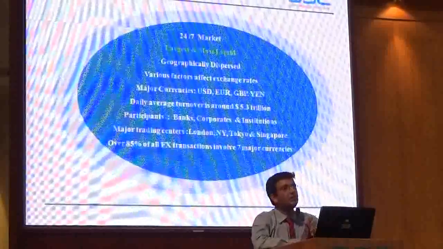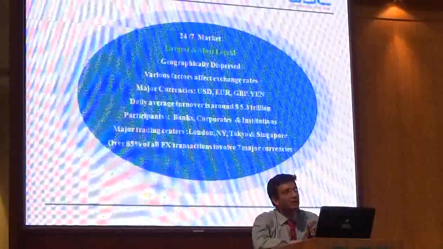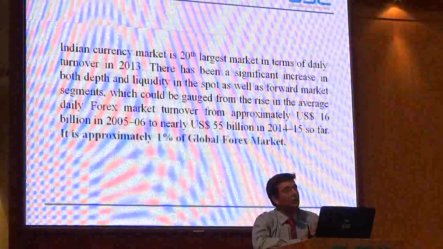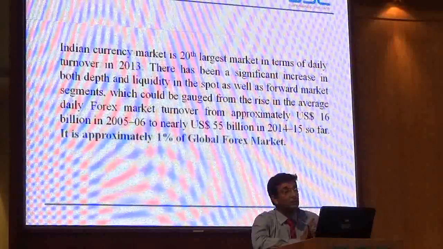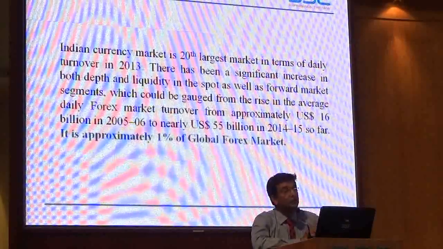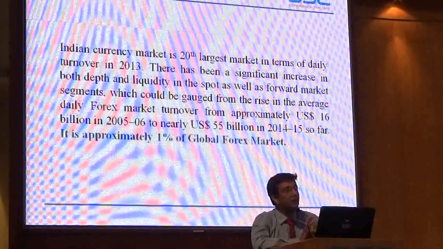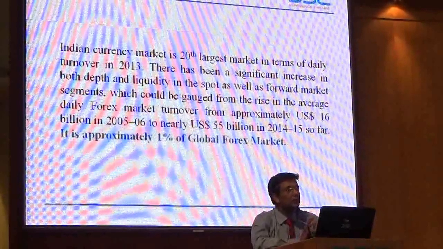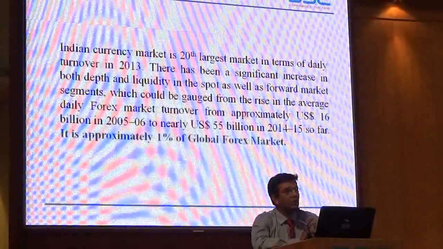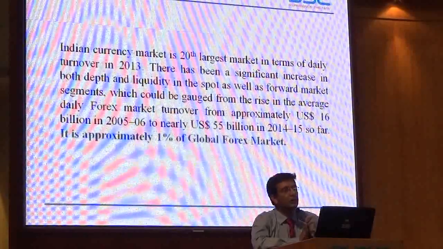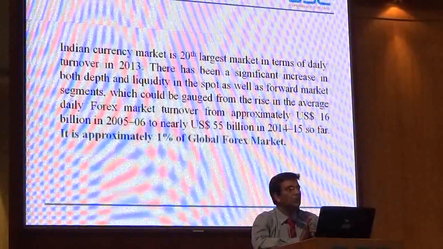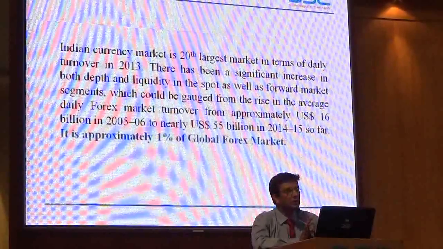I'm not talking about the exchange traded market, but in India, we are around the 20th largest market. The rank is 20th. So if I compare the volume of the Indian market with the global market, we are hardly 1%. So around $5.3 trillion is traded daily, and we are doing around $50 billion. So only 1% we are doing on a daily basis.